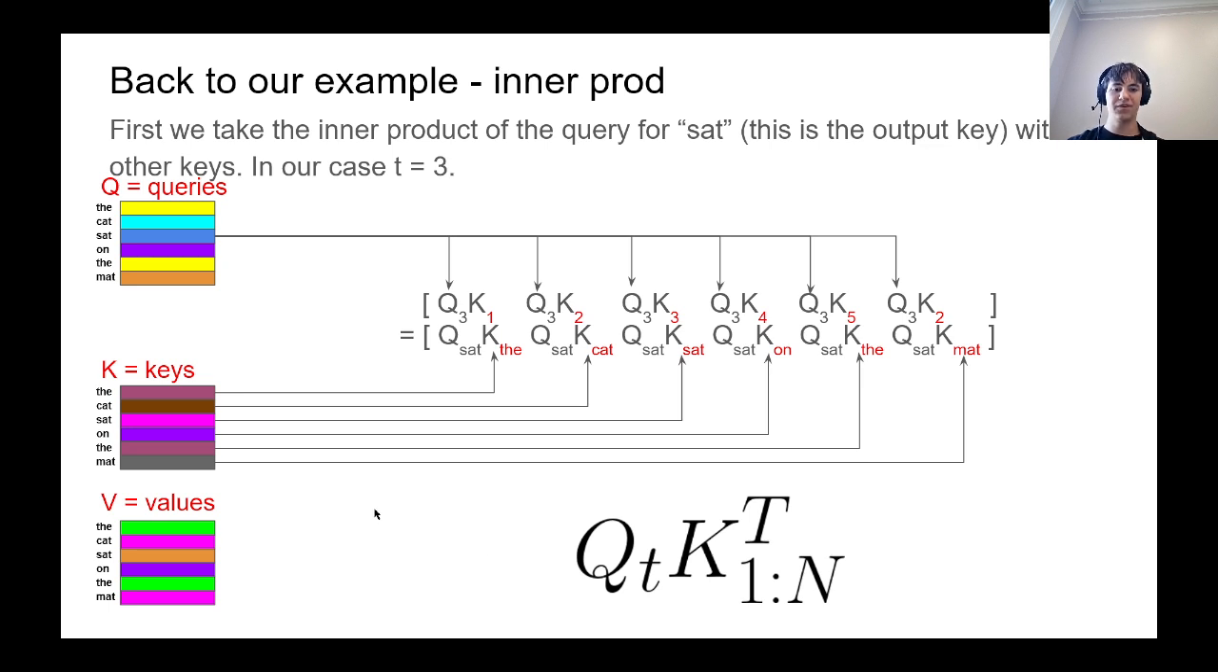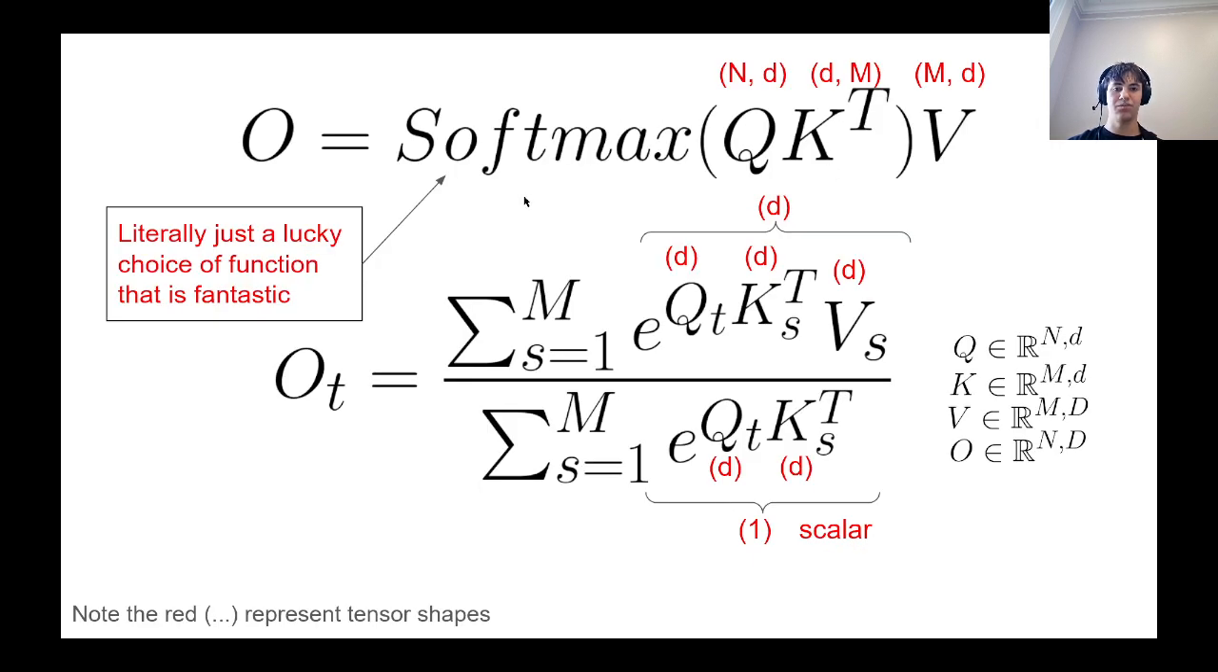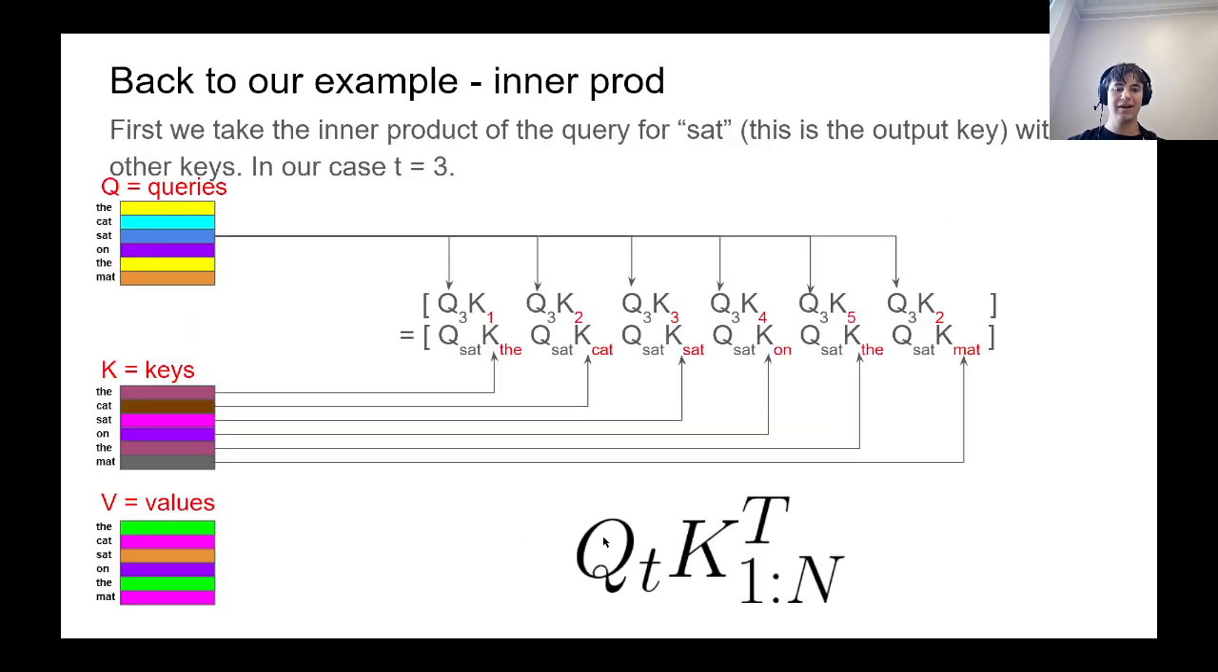So first thing we're going to do is, real quick, I'll go back to the formula. This is what we're going to be computing in the end. So inner product, softmax, inner product on values. That's what we're going to be doing step by step. We're going to do QK transpose, and then softmax, and then the values. So let's go back here. First, we're going to do QK transpose.